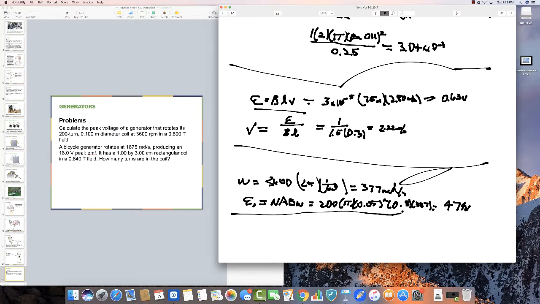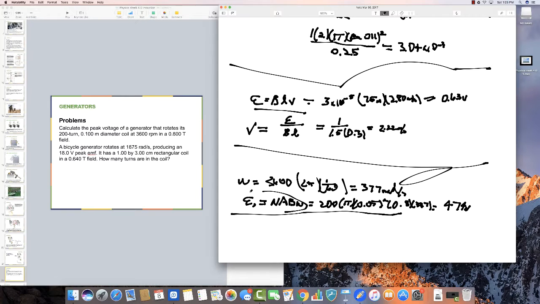Now, the second problem states that a bicycle generator, those are those little things you put on your tire, rotates at 1875 radians per second and produces a peak voltage of 18 volts. It has a 1 by 3 centimeter rectangular coil in a 0.64 field. So how many turns are in the coil?